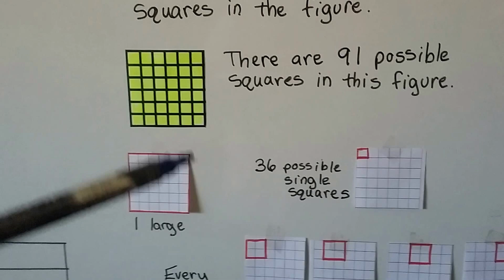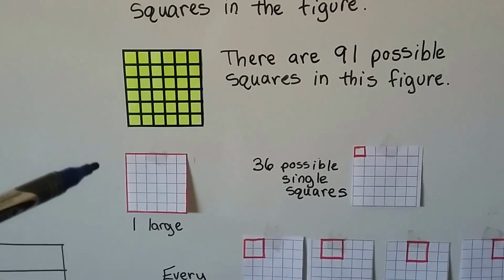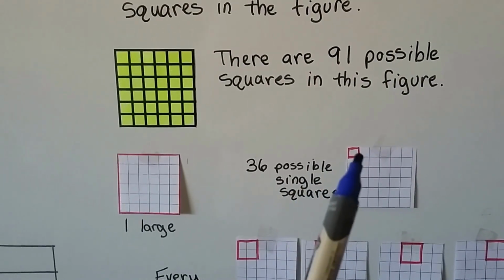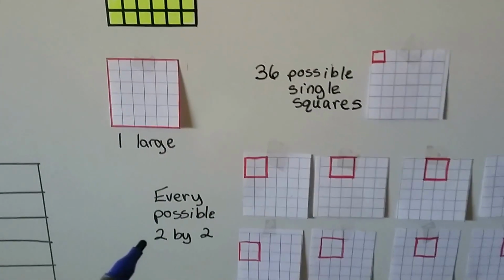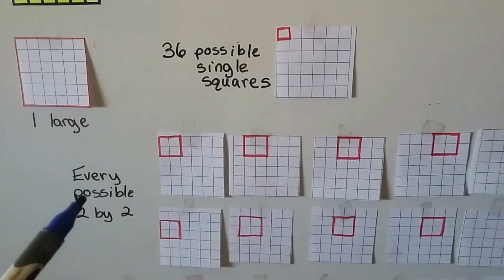We have one big large one that's going around the outer perimeter. Then we've got the 36 single possible squares that are on the inside. Then there's every possible 2 by 2 that we could find.